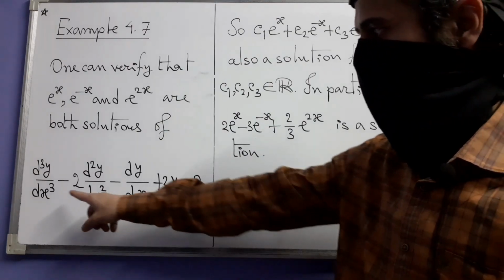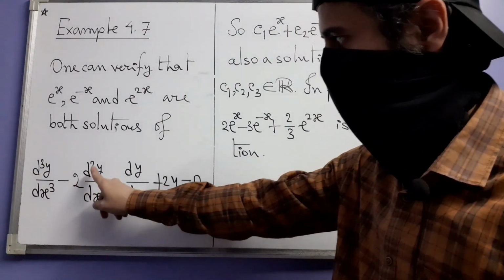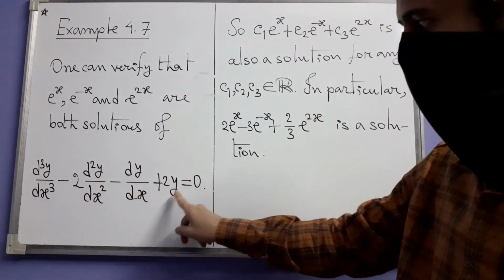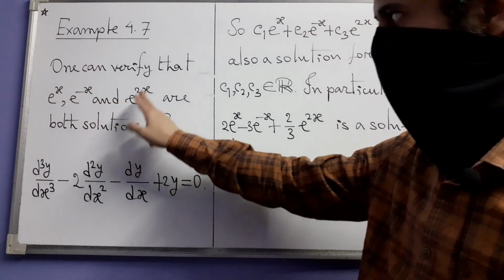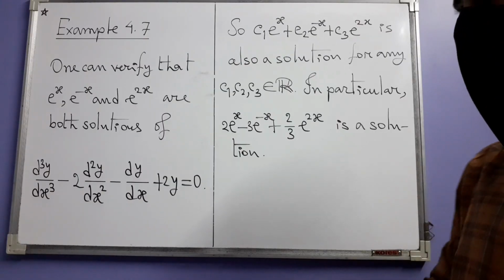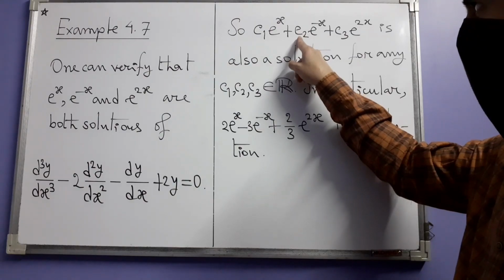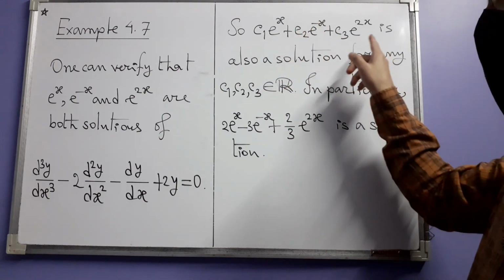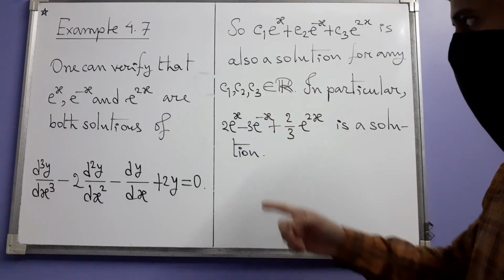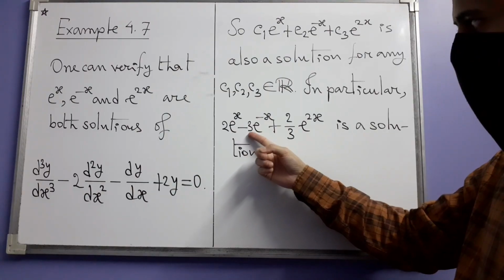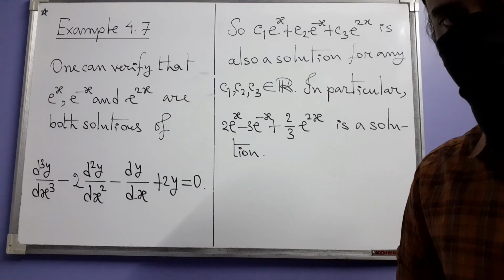Or for example, consider this third order linear homogeneous equation. The third derivative minus 2 times the second derivative minus the first derivative plus 2y equal to 0. You can verify that e to the power x, e to the power minus x and e to the power 2x are all solutions. That is why by that theorem, this linear combination, here this one is c2, okay, although it looks like e, is also a solution for any real numbers c1, c2 and c3. For example, 2 times e to the power x minus 3 times e to the power minus x plus 2 over 3 times e to the power 2x is a solution.